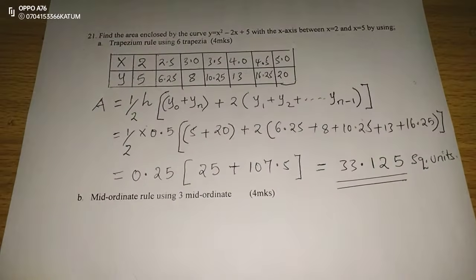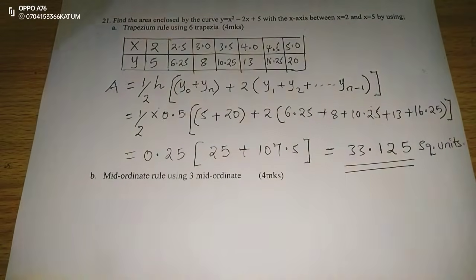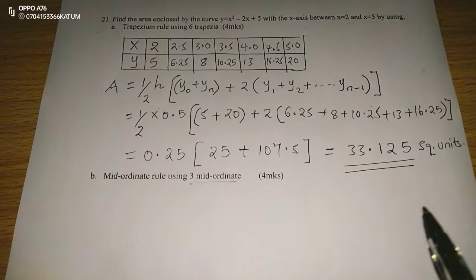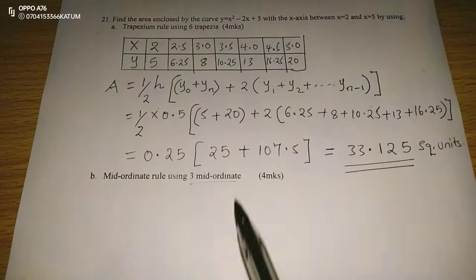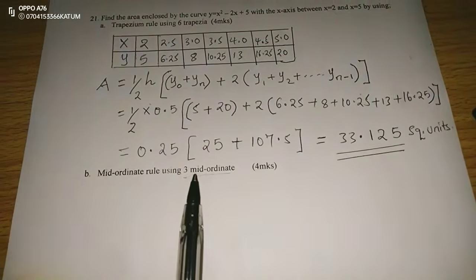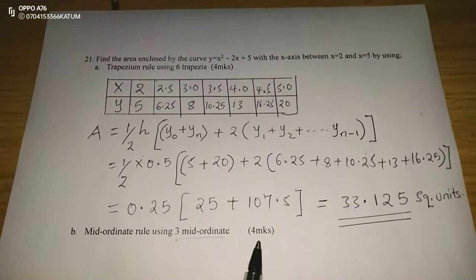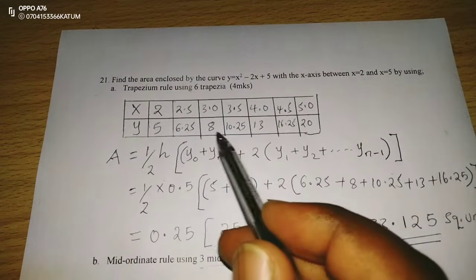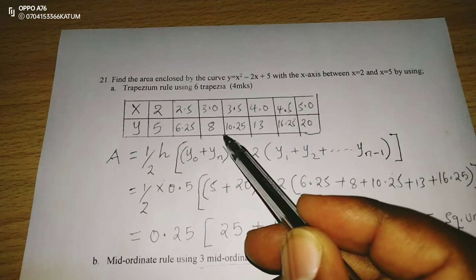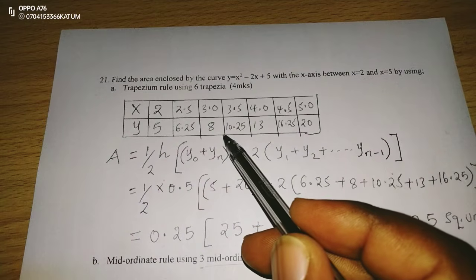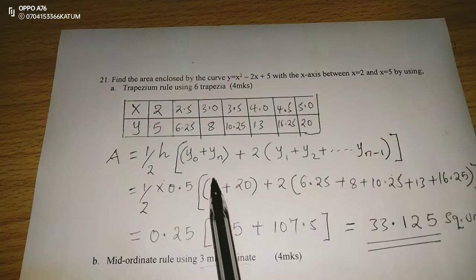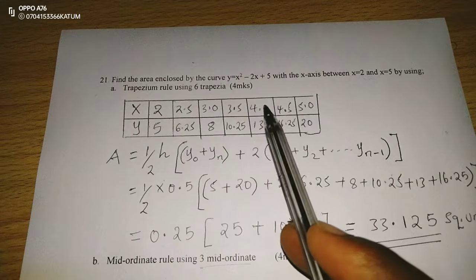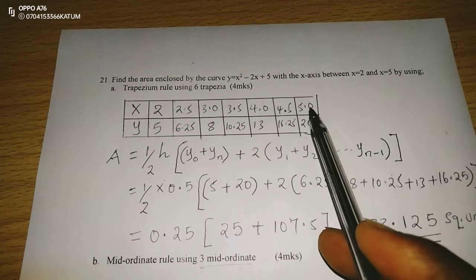Now part B, the mid-ordinate rule. For us to use the mid-ordinate rule with 3 mid-ordinates, now we need the mid of the heights, and we need 3 of them. So we need to get back to the table, and we see that if we consider 2 to 3 as the first rectangle, we're going to have from 2 to 3, then from 3 to 4, and from 4 to 5.